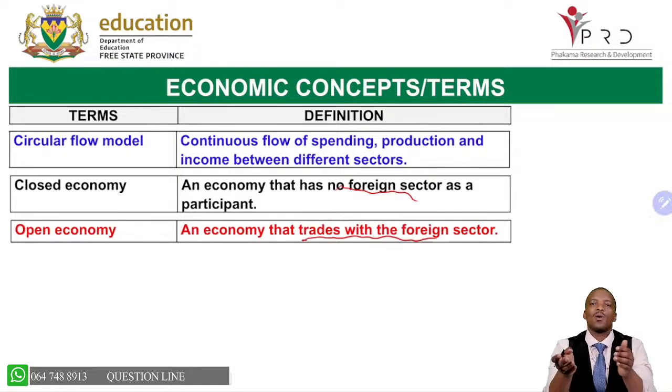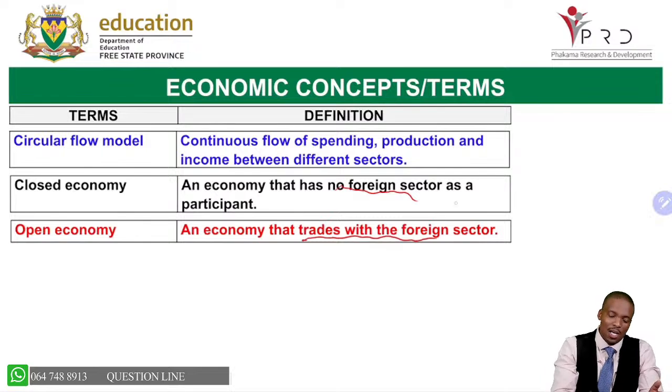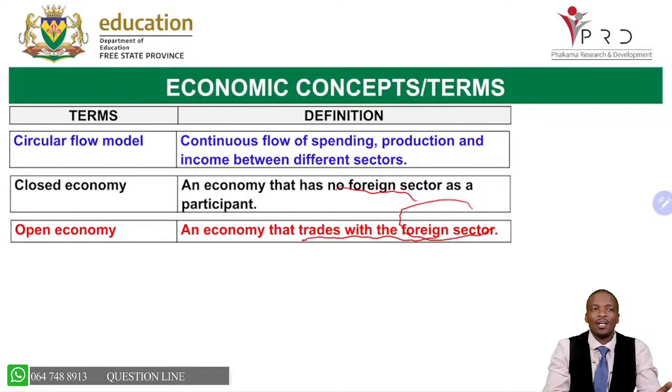Why closed? The movement of goods and services as well as spending was only happening within the borders of South Africa, not the outside world. But when we come to the four-sector model, we included a fourth participant, which we said is the foreign sector. So now we are opening to trade with other countries. Hence, it is referred to as an open economy.